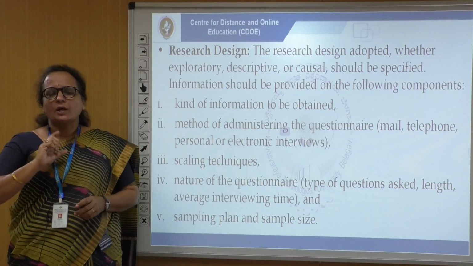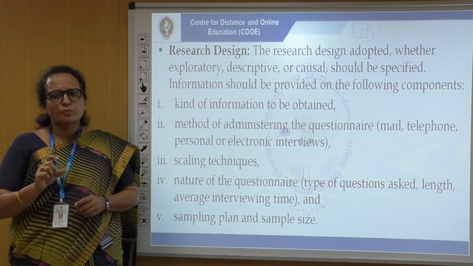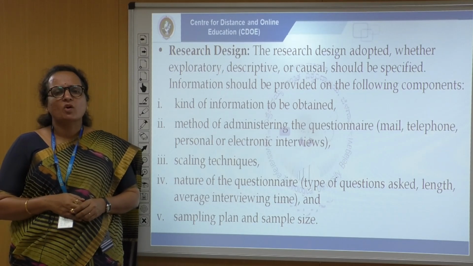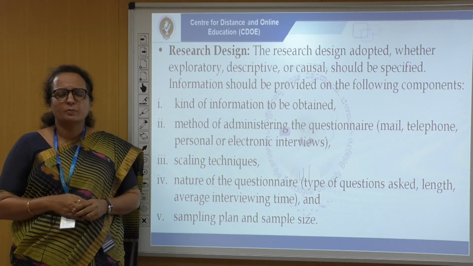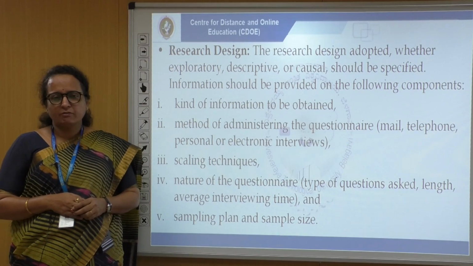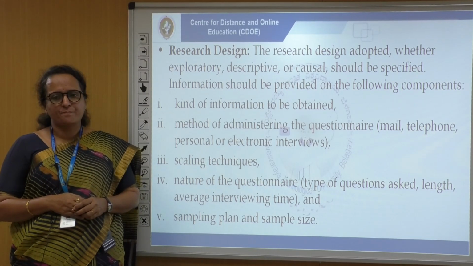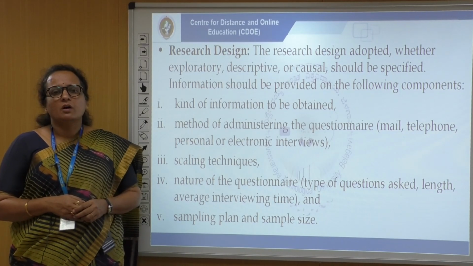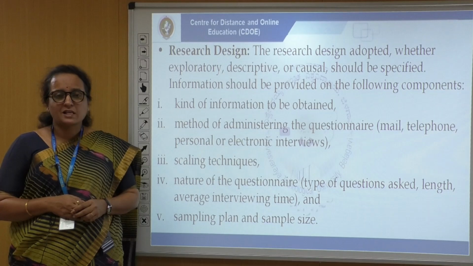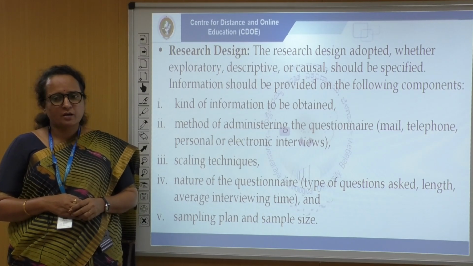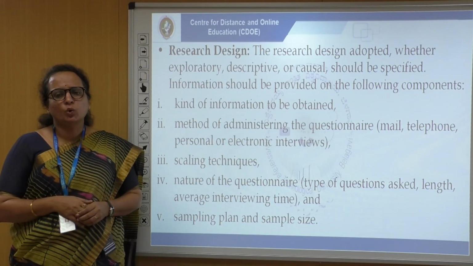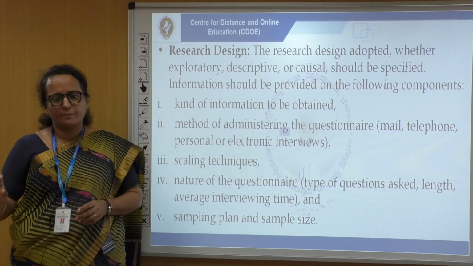First we have to specify what type of design it is, then information should be provided on the various components in the research design. One is the kind of information to be obtained, what type of data you will be gathering, whether primary data or secondary data. Second, if you are collecting primary data, which method of administration you are using. Survey administration, whether you are going for a personal interview or a mail survey or a questionnaire or an electronic interview, etc. Which method of data collection you will be using must be clearly specified.